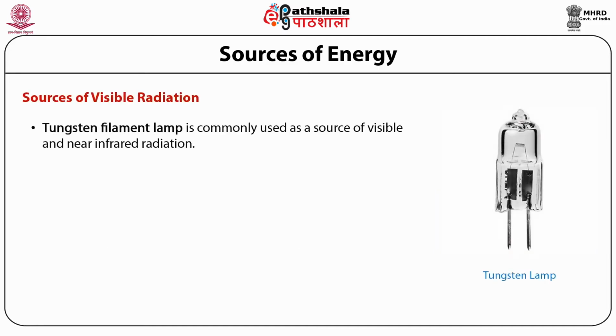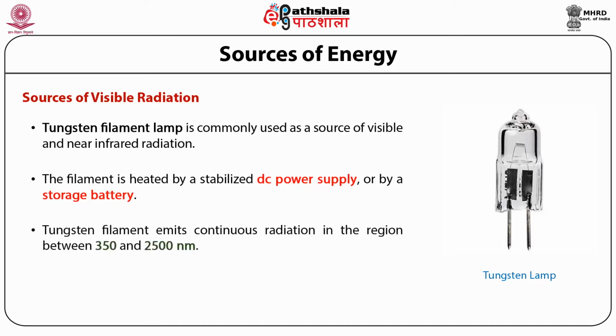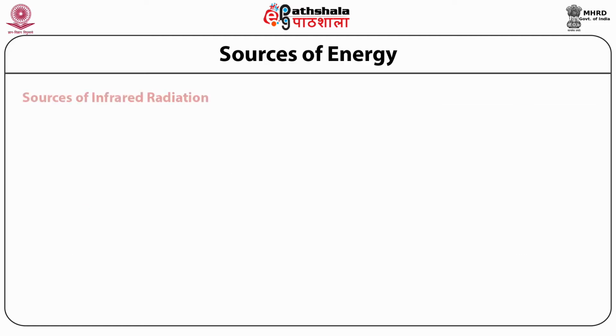A tungsten filament lamp is commonly used as a source of visible and near-infrared radiation. The filament is heated by a stabilized DC power supply or by a storage battery. The tungsten filament emits continuous radiation in the region between 350 and 2500 nanometer. Sources of infrared radiation.